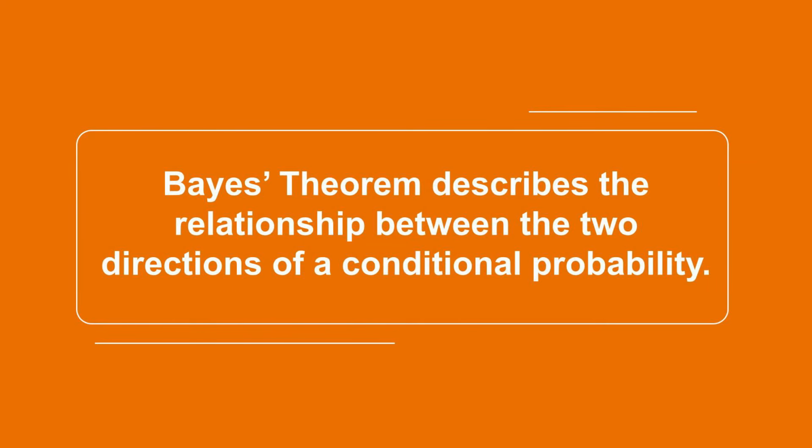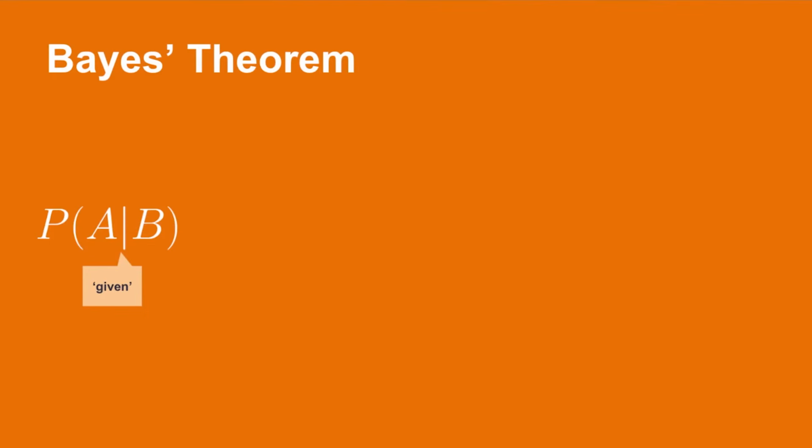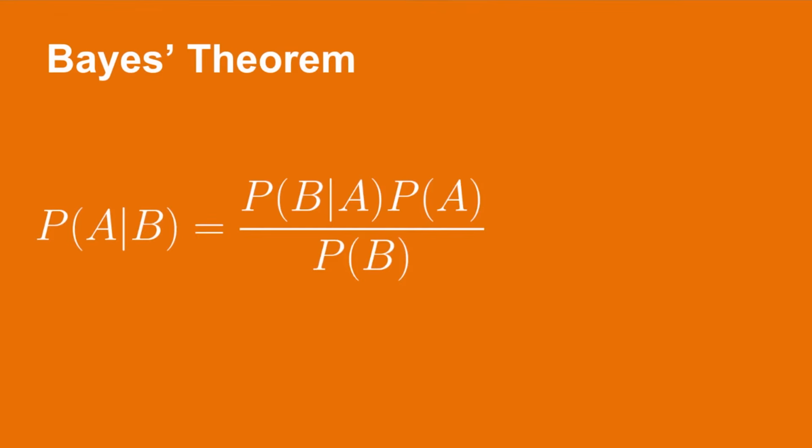Let's see how we state Bayes' theorem mathematically. Given two events A and B, Bayes' theorem tells us that the conditional probability of A given B is equal to the probability of B given A multiplied by the probability of A, all divided by the probability of B. This equation can be really hard to remember, so let's break it down.